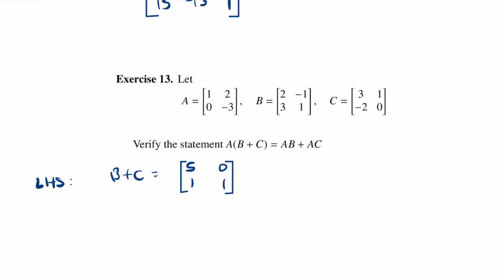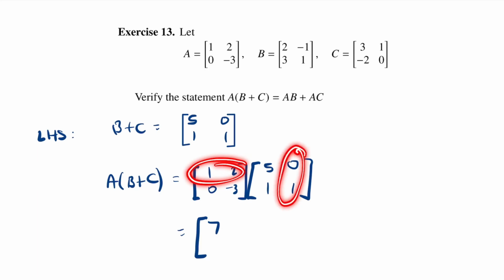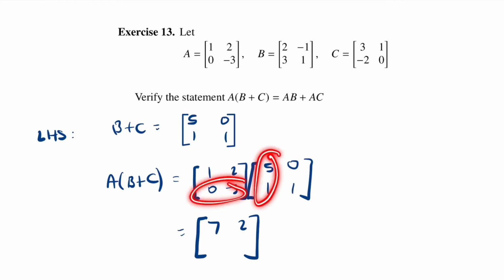All right, now let's multiply A times B plus C. So that's going to be 1, 2, 0, negative 3 times the matrix that we just got up above. Remember, the way we do that is first row, first column. That's 5 plus 2 is 7. First row, second column, that's 0 plus 2 is 2. Second row, first column, 0 minus 3, that's minus 3. And last one is those two, 0 and minus 3.